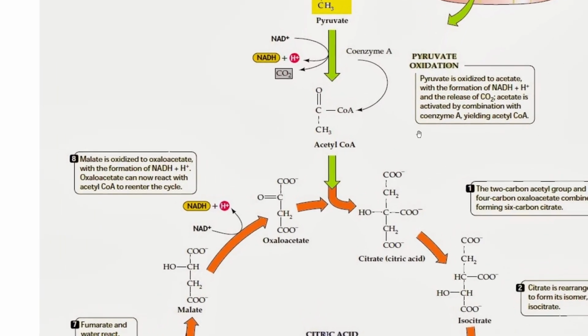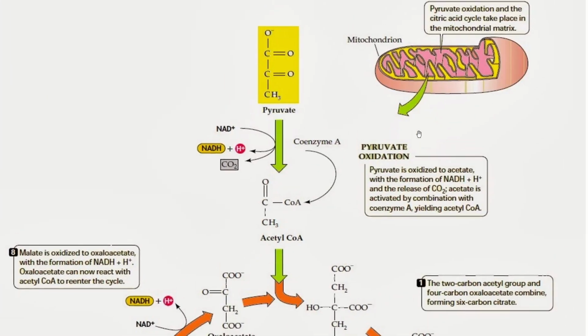I guess this will be more clear. So pyruvate is oxidized to acetate with the formation of NADH plus H plus, and CO2 is released. Acetate is activated by combination with coenzyme A, yielding acetyl coenzyme A. So pyruvate was a 3-carbon entity, and acetyl coenzyme A is a 2-carbon entity.